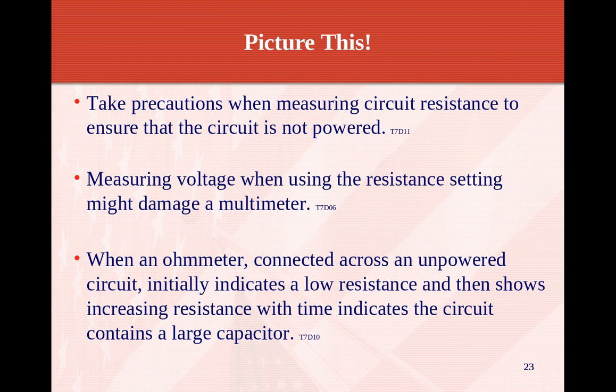When an ohmmeter is connected across an unpowered circuit and initially indicates a low resistance and shows increasing resistance with time, that indicates the circuit contains a large capacitor. So when you have your ohmmeter in the ohmmeter setting, and you see very small resistance that starts increasing higher, higher, higher, it's usually a cap that's in there that you're measuring.